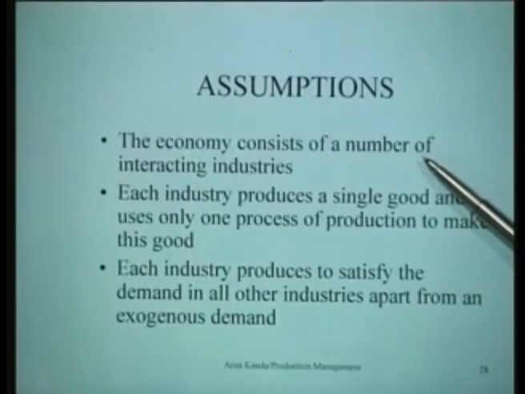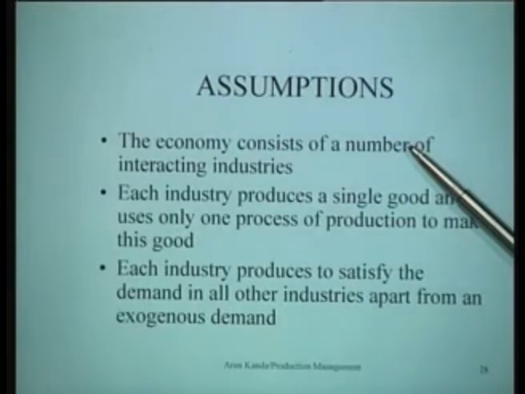So, some of the assumptions in this model are: the major assumption is that the economy consists of a number of interacting industries. Would you tend to agree with this or not? What does this mean in real life? It means, for instance, that if you talk about a particular sector in the economy, let us say automobiles, for its survival, automobiles will have to borrow from the steel sector, the steel. It will probably have to borrow from the engineering sector, different components and so on, which are going to be used in the automobile sector.